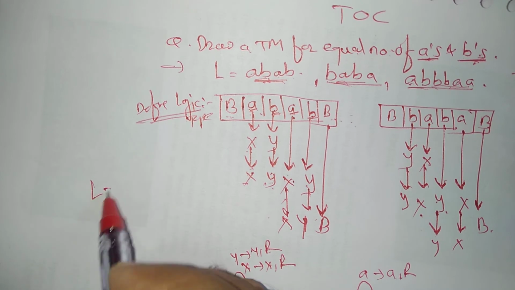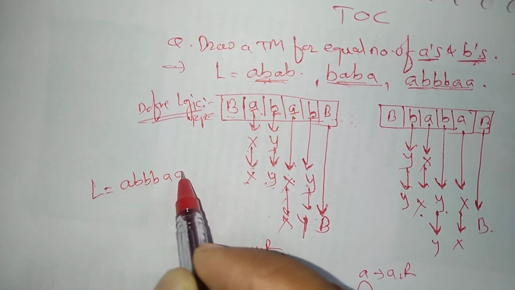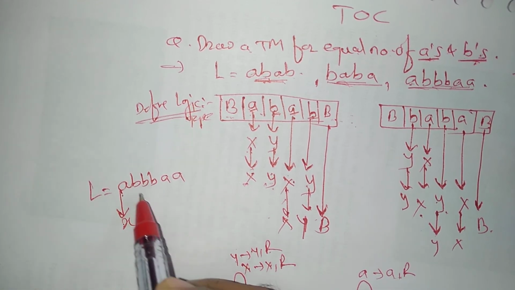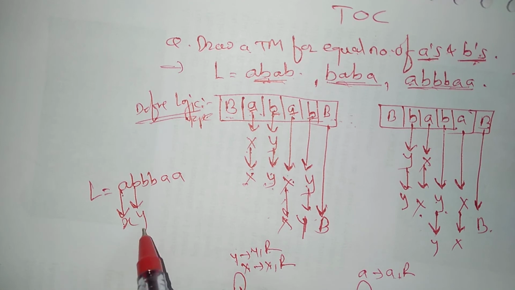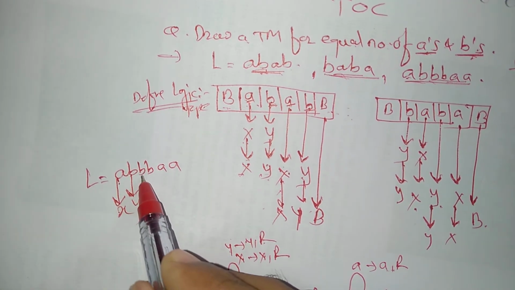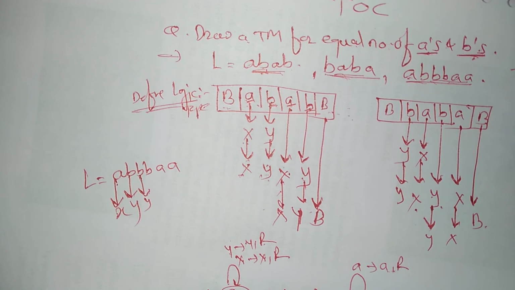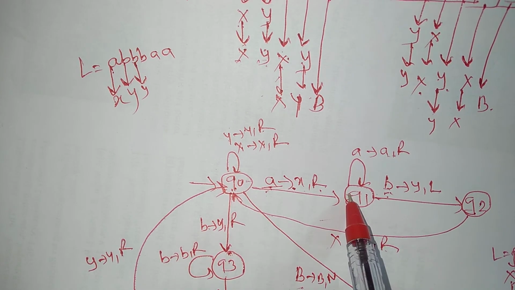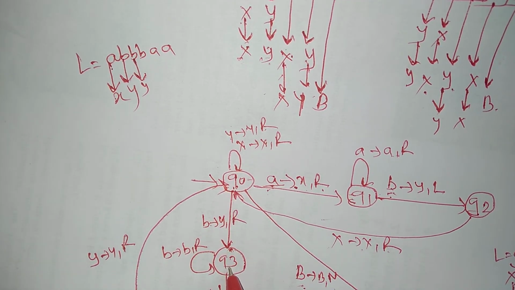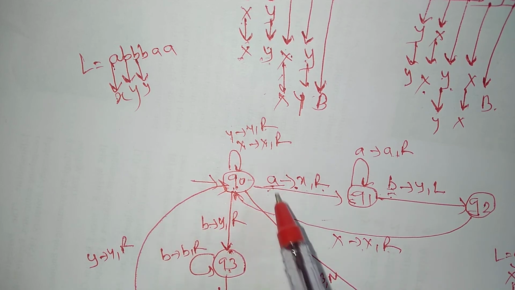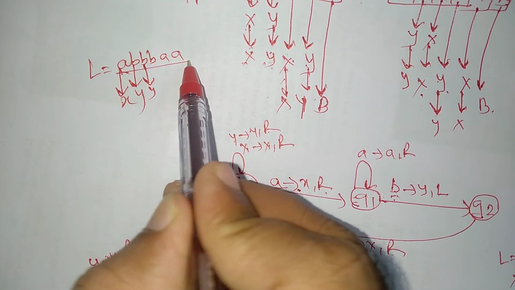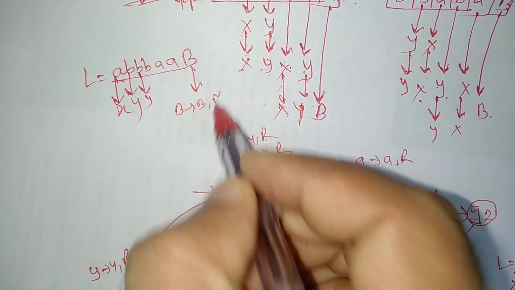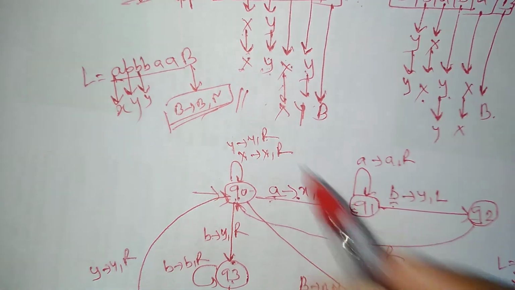If the language is like L equal to A, B, B, B, A. This is the language. In this case, A is replaced with X. B is replaced with Y. Then I will have the first B. As soon as the first B comes, it will run in this part. That means if A comes, it will run in this part. If B comes, it will run in this part. So this will continue till the end of the language. When it stops, it is going to the blank. So blank replaced with blank, there are no moves. That means we are going to stop.